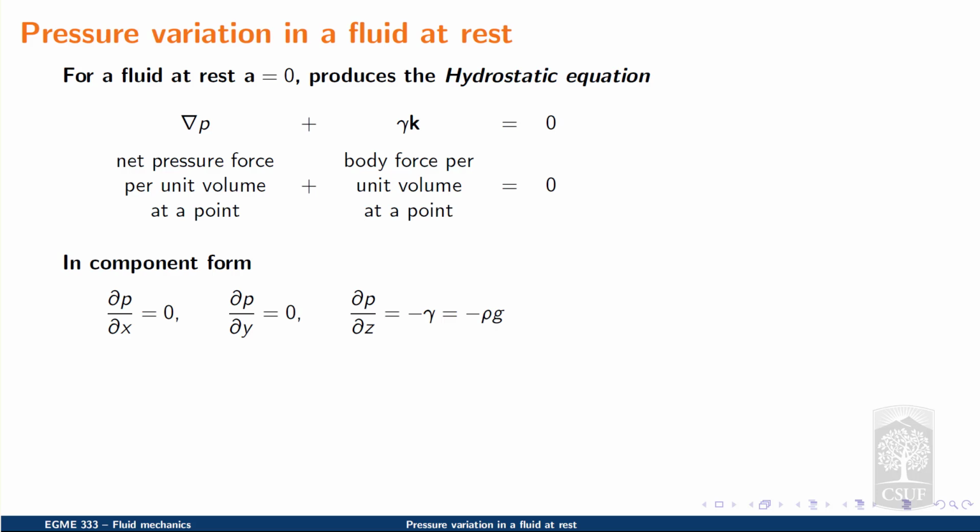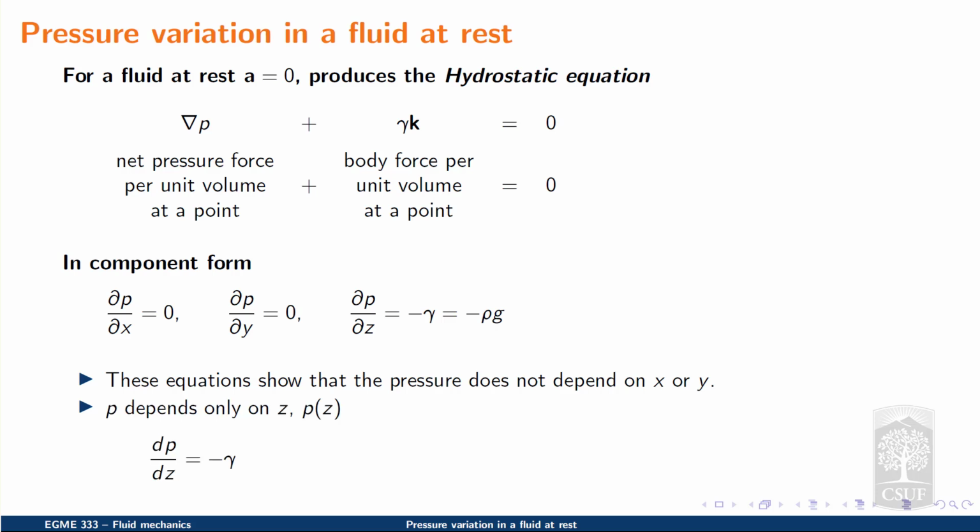From looking at these equations, we can see that the pressure p does not depend on either the x direction nor the y direction. It is strictly a function of z. So the pressure p only depends on the z direction. Therefore, p is a function of z, and we can omit the first two equations and simply state that the rate of change of pressure, now a single variable function, dp dz, is equal to negative of the specific weight of the fluid, gamma.